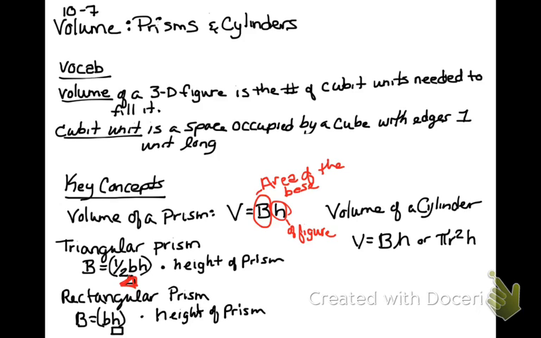And then for a rectangular prism, the base would be BH, because your formula for a rectangle is base times height, or length times width, depending on what book you're using, and then times the height of the prism. And then you have the volume of a cylinder, which is volume equals base times height. Again, it's the same formula as the last one, but the base of a circle is pi r squared, because the base of a cylinder is a circle, and that's the area of a circle.